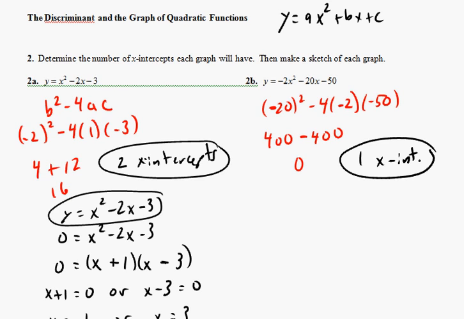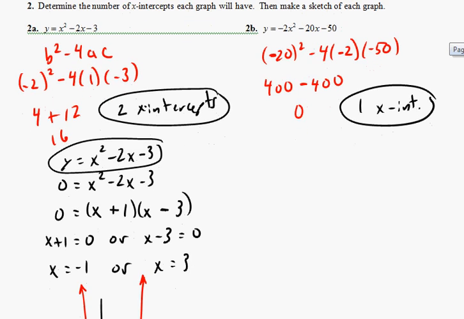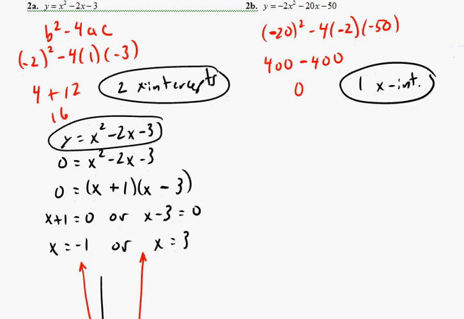So, let's see if we can make a sketch of the graph. We know that there's exactly one x-intercept. Let's see if we can determine what that x-intercept is. So again, we're going to try to determine what the value of x equals to make the y 0. So, if we have 0 equals -2x squared minus 20x minus 50, in order to factor this, the first thing I will do is factor a -2 out of all three of these terms.